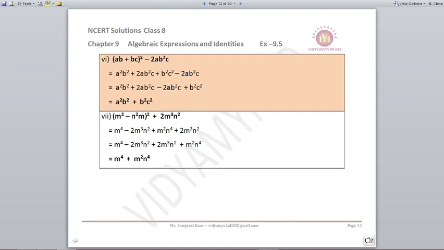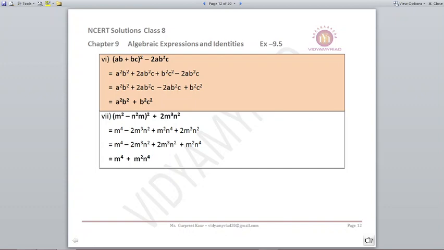Next, (m square minus n square m) the whole square. That means I will apply the formula of (a minus b) the whole square, which means it becomes m square the whole square. It becomes m raised to power 4 minus 2 multiplied by m square multiplied by n square m. So I can rewrite it as minus 2m cube n square plus (n square m) the whole square, which becomes n raised to power 4 m square.